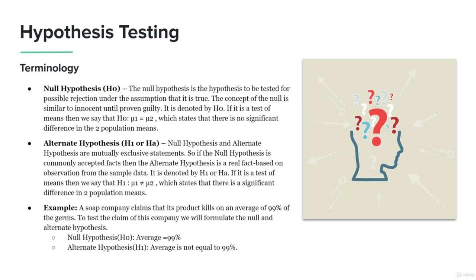And a good example here is, let's say a soap company claims that its product kills on average 99% of germs. To test the claim of this company, we will formulate the null and alternate hypothesis. The null hypothesis, the H0, is the average equals 99%. And then the alternate hypothesis, the H1 here, is the average is not equal to 99%. So this is very, very easy and simple to understand, right?